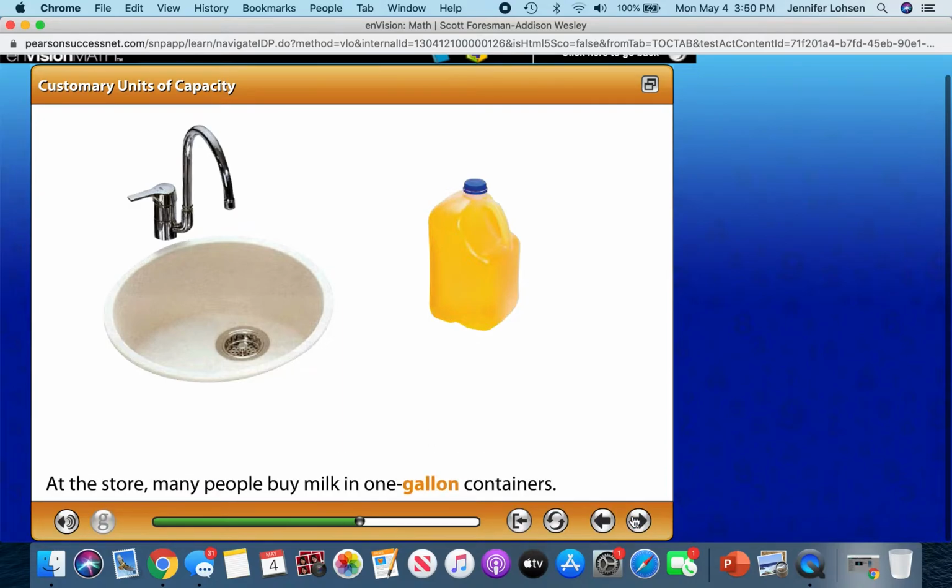At the store, many people buy milk in 1 gallon. Visualize how many gallons of water it would take to fill the kitchen sink. Okay, so let's try. Let's use our imaginations like SpongeBob and try our best to figure this out. If I look at this and I imagine dumping it in, I definitely think it's going to be more than 1 gallon. 1 gallon would probably bring me up to about here.